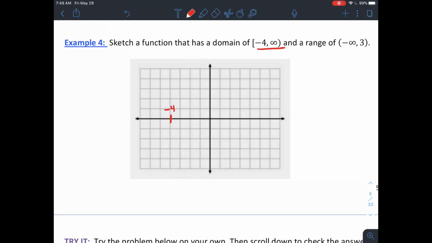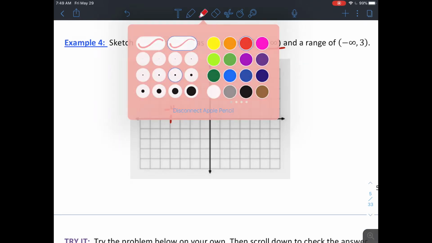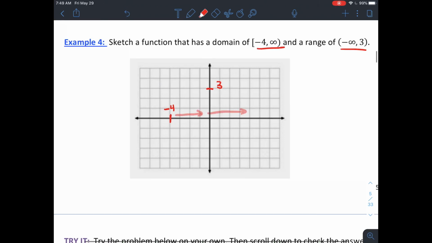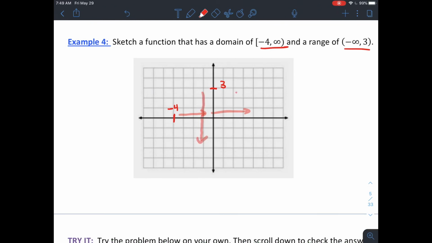Let's sketch a function that meets some requirements. This might take a little bit of playing around here, but our domain's supposed to be from -4 to infinity, so like on your x-axis it can only go back to -4, should continue to the right forever. And then your range is supposed to be from -infinity up to 3, so like your function kind of has to fall in this box right here.